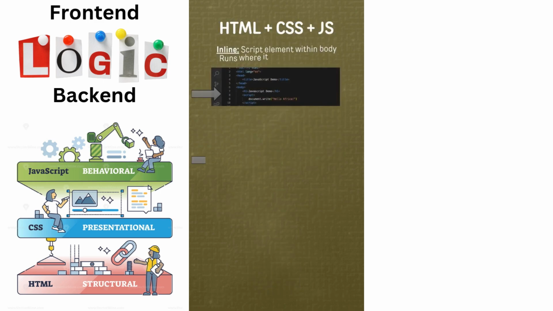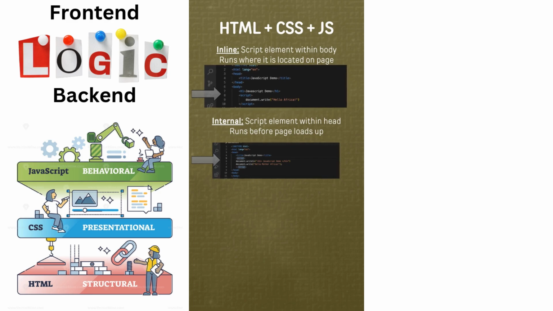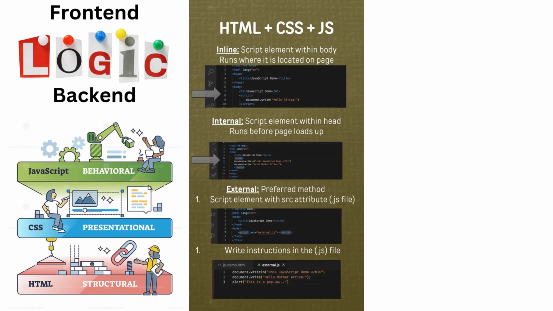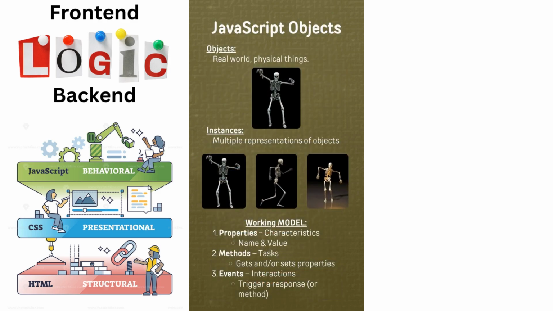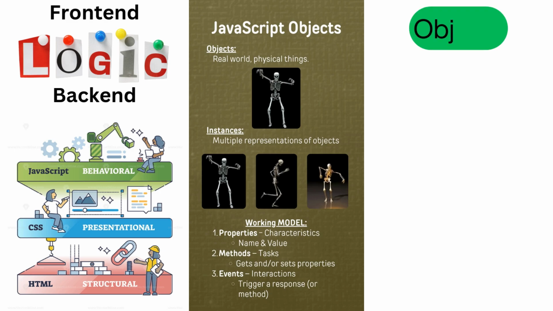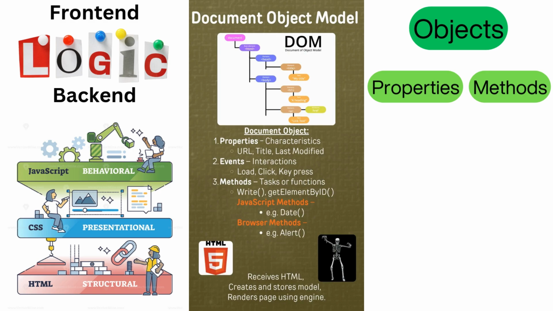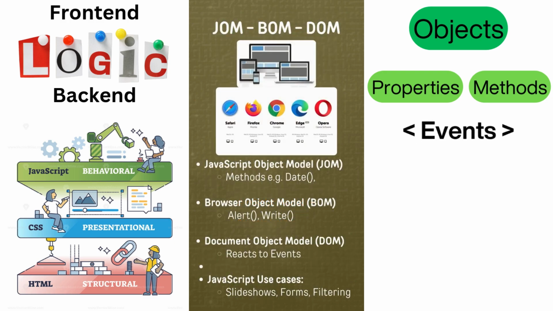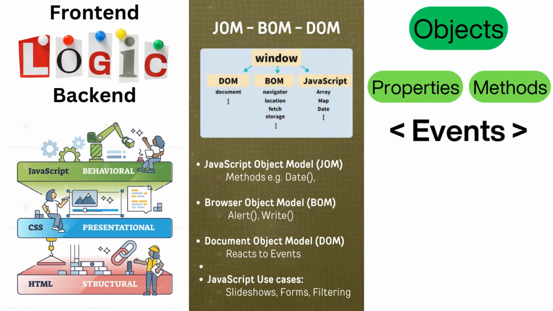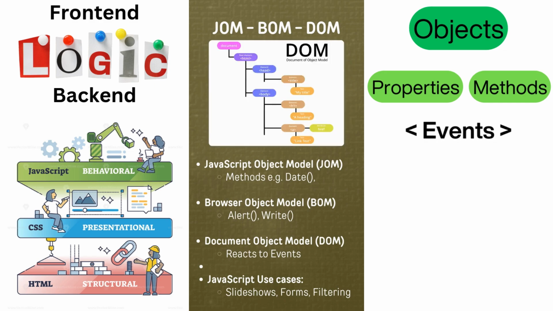Just like CSS, JavaScript can be added to an HTML document either inline, or internally within the head, or preferably externally through a linked JavaScript file. JavaScript supports creating objects with properties and methods which represent real-world objects, and JavaScript also responds to events like clicks, key presses, and page loads. The JavaScript Object Model provides the tools to interact with the browser and its environment, while the Browser Object Model offers access to browser-specific features and functionality. The Document Object Model represents the structure and content of the web page, allowing JavaScript to manipulate it dynamically.